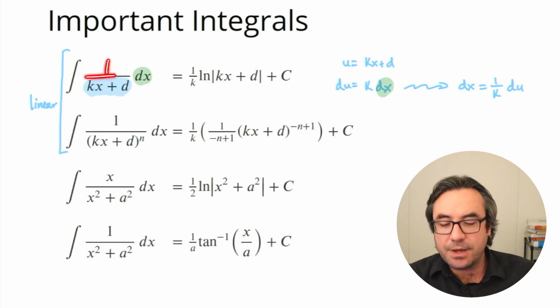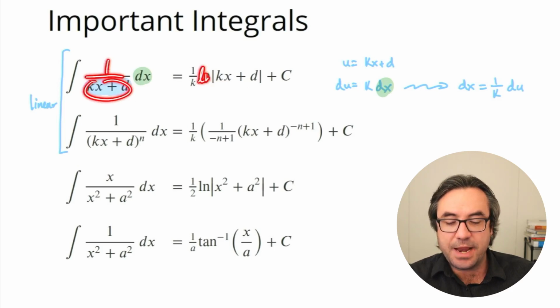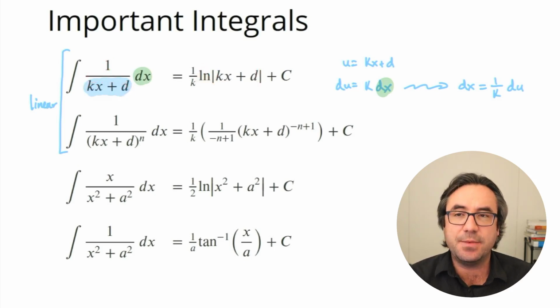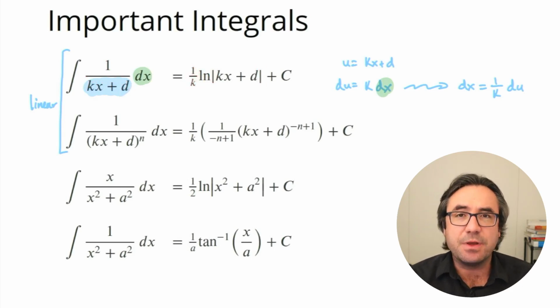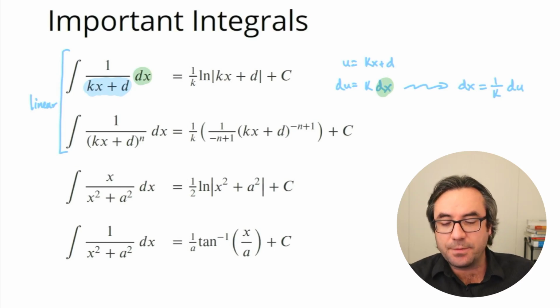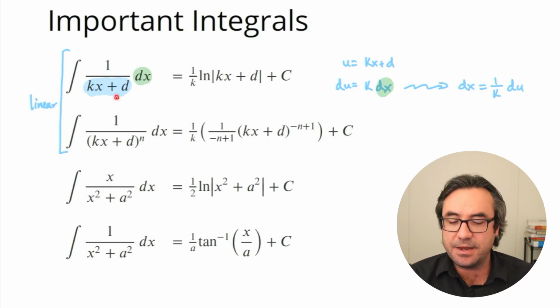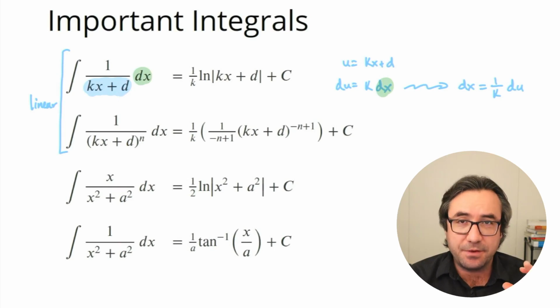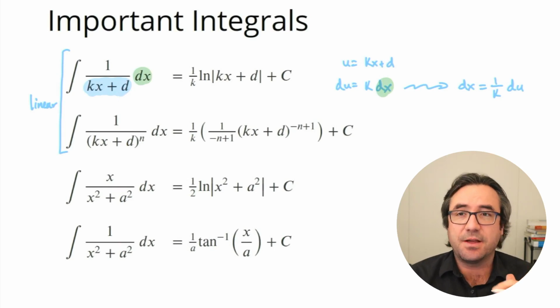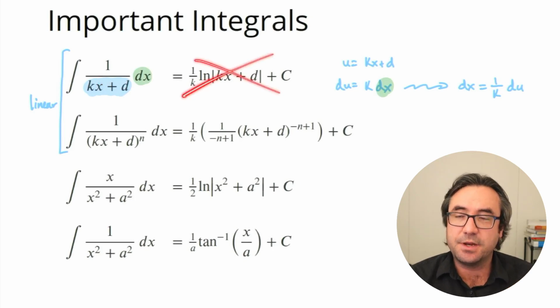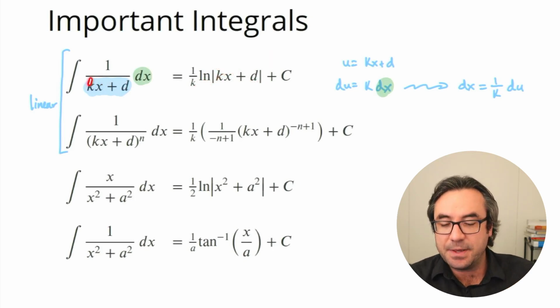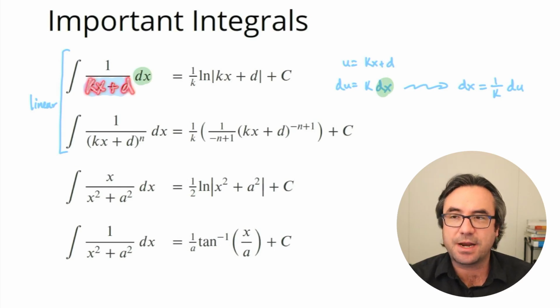So we integrate the fraction, and we end up with natural log of the term that's in the denominator. And then we take the constant k that's in front of the x, flip it, and put it in front. Any of these formulas only work if the fraction looks exactly like this. If this had a higher power on the x, the formula doesn't work. It's got to be just a linear term, a constant k times x plus some other constant d.